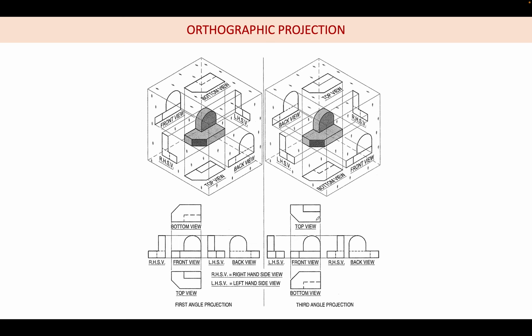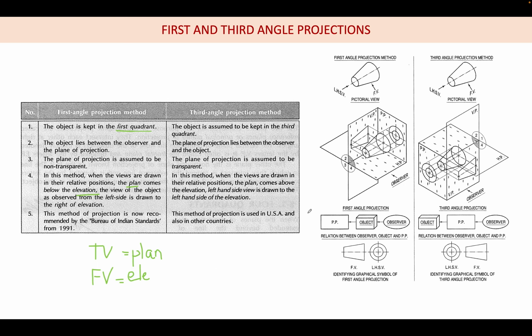Here the elevation comes below the plan. So this is one very important difference. Usually first angle projection is followed in European countries and even in our country, I think. If you see the US and other countries, they follow the third angle projection. One important thing: third angle projection is intuitive while first angle projection is counterintuitive.